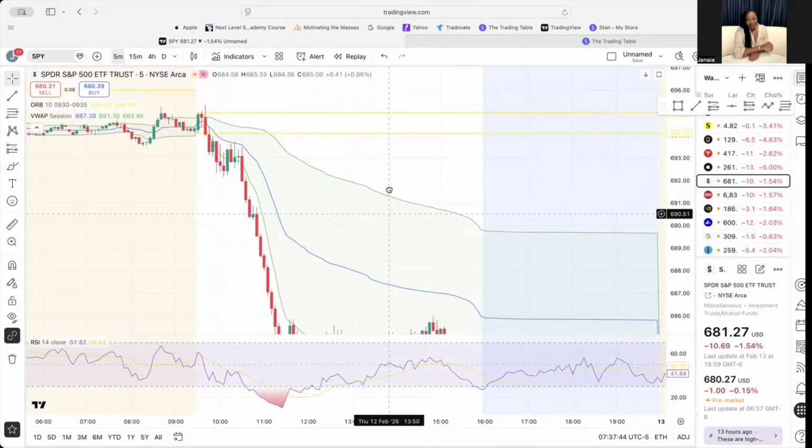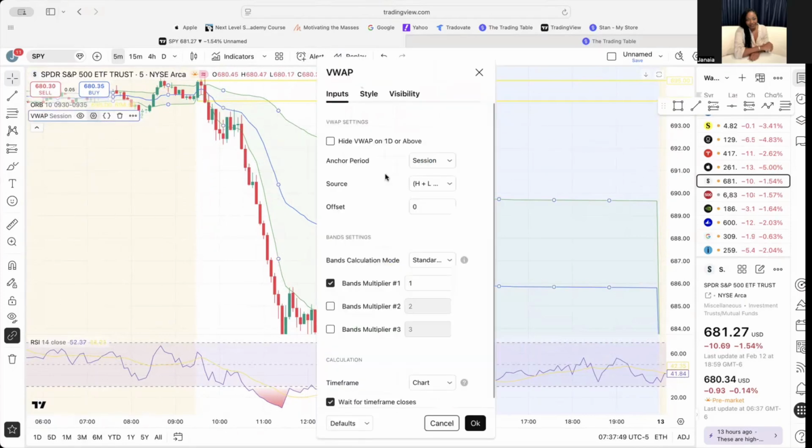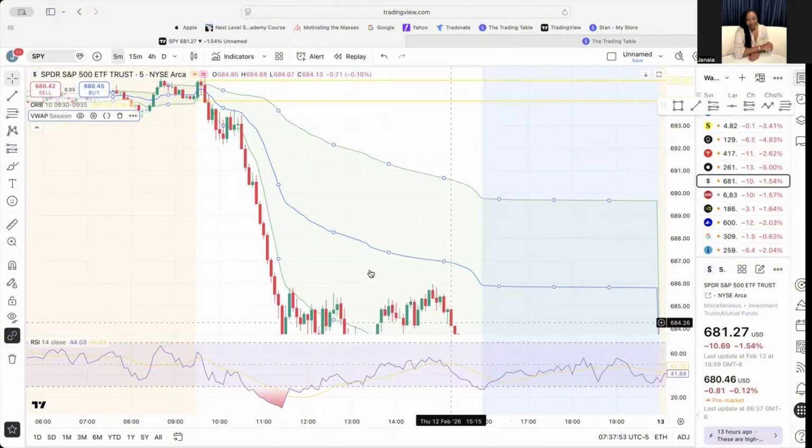This is what mine looks like. You can always, again, change your colors. If you go into the settings, you can make it look different if you want different colors or whatever the case may be. But this is mine.